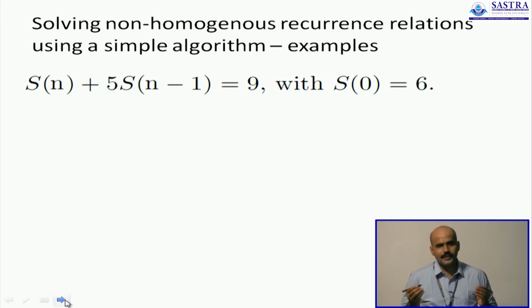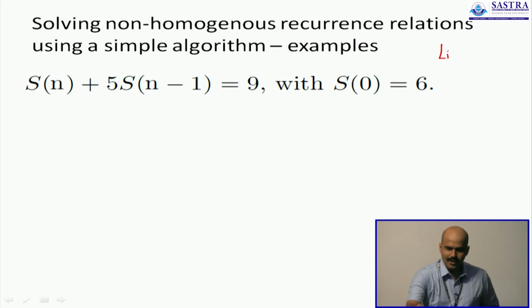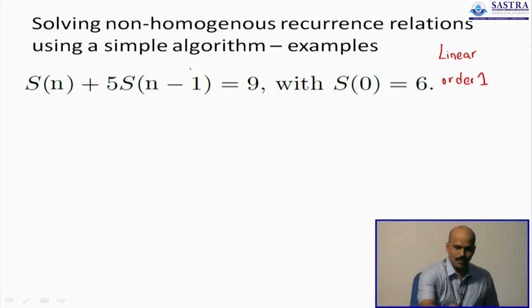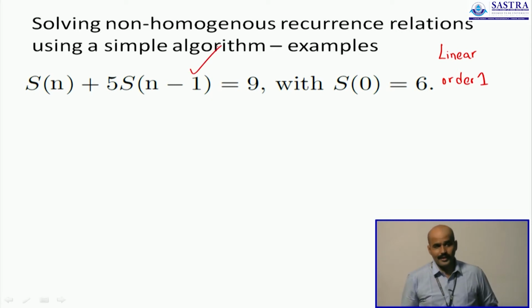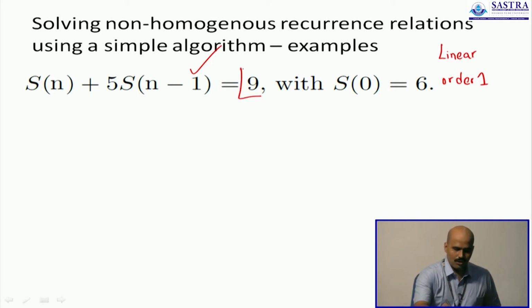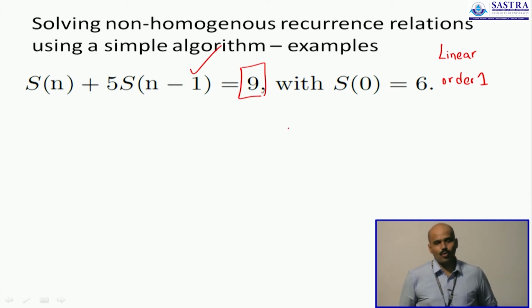This is a similar problem, but there is a small difference here. It is still a linear recurrence relation. It is a recurrence relation of order 1 because there is only one term on which the answer is depending. It is still a recurrence relation, but the difference here is that it is not homogeneous, it is non-homogeneous. The term of the sequence depends on a previous term and also depends on a constant.